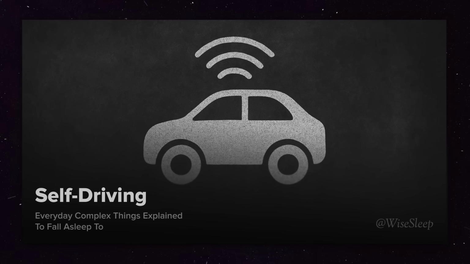The system starts with sensors placed around the vehicle. These include cameras that recognize traffic lights, pedestrians, and road signs. There are also radar sensors that track the speed and distance of nearby objects, and LiDAR sensors that use laser light to map the shape and distance of surrounding structures. All this information is fed into a computer inside the car. The software processes it in real time, identifying other vehicles, reading lane markings, and planning a safe route.